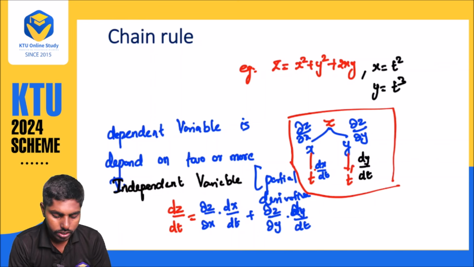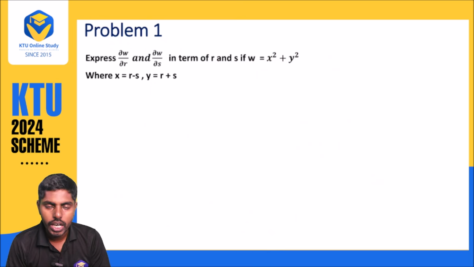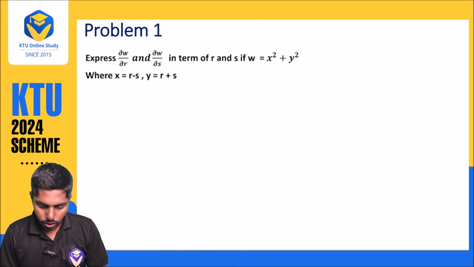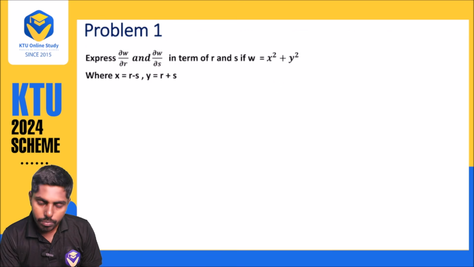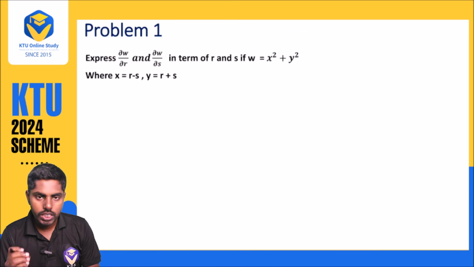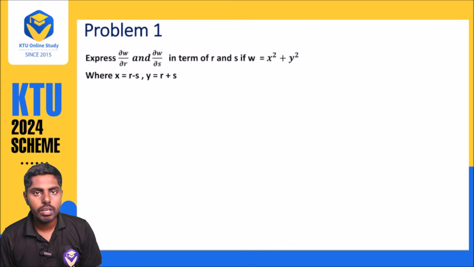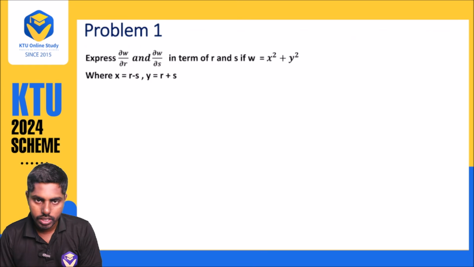Now we will go to the sum. Problem number 1. What are they asking? First of all, draw the diagram. That will help you understand the formula. Here the chain rule entirely depends upon drawing the diagram.